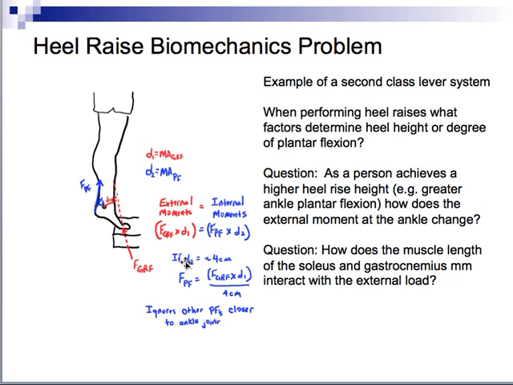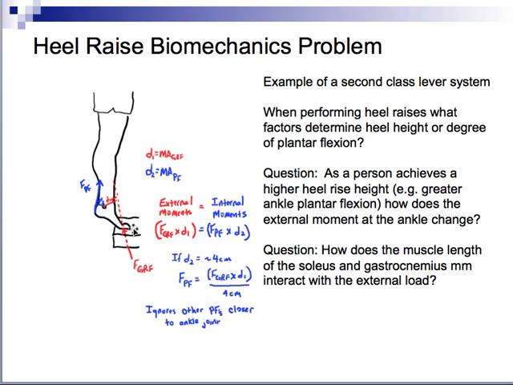That's also true of the tendon force. We only need enough to satisfy the external load. So if the external load goes down, then the tendon force is also going to go down because the moment arm at the ankle for the plantar flexors is relatively constant.